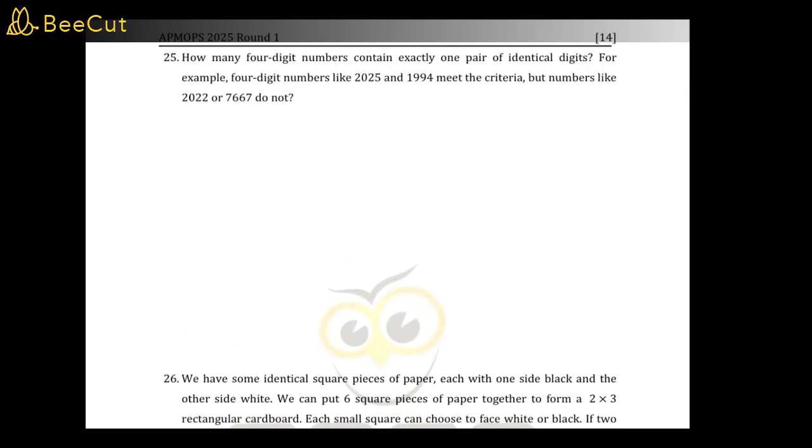Now, let's take a look at question 25. We are looking at 4-digit numbers that contain exactly one pair of identical digits. So first we can choose the position for the pair.